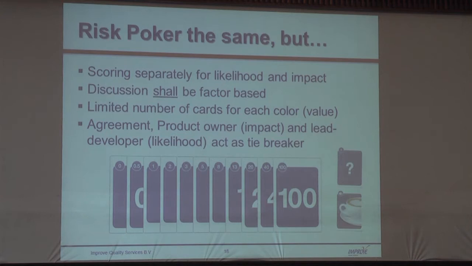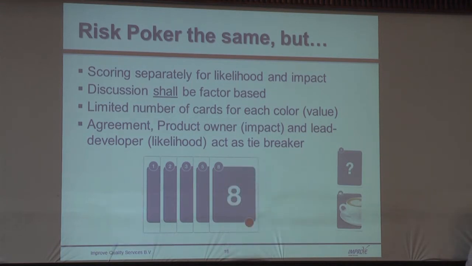Again, there will be rules for agreement, but usually, if we don't get agreement, the product owner, that's his role, will decide on impact, and a lead developer on likelihood. Now we have all these cards in poker planning, but it's a few too many for us. It's simpler. So we'll have only 5 cards left. Remember, 5 cards. 1, 2, 3, 4, 5.